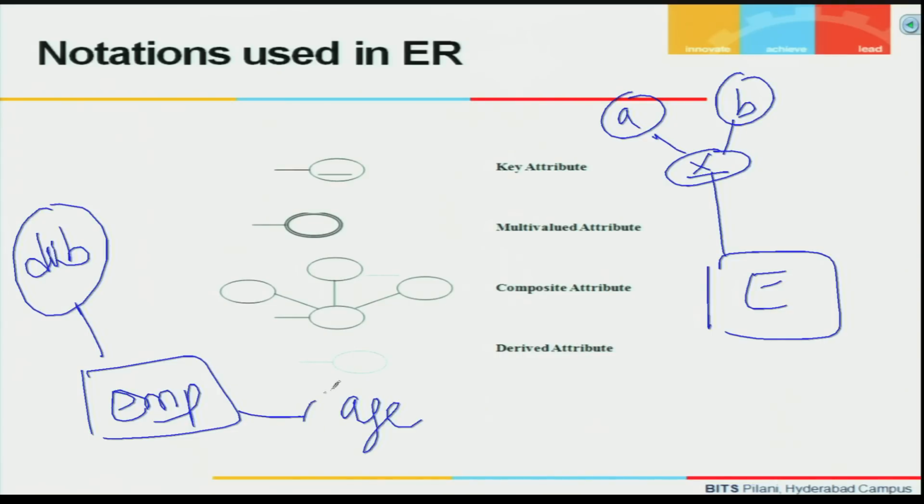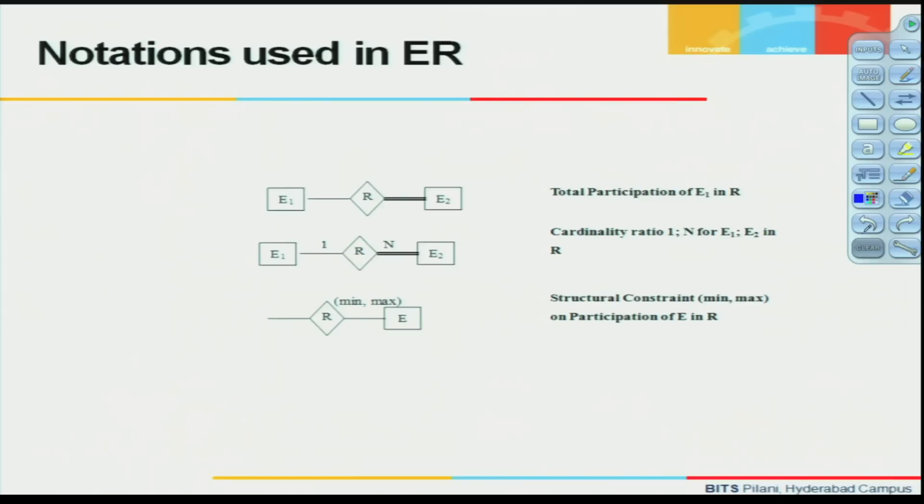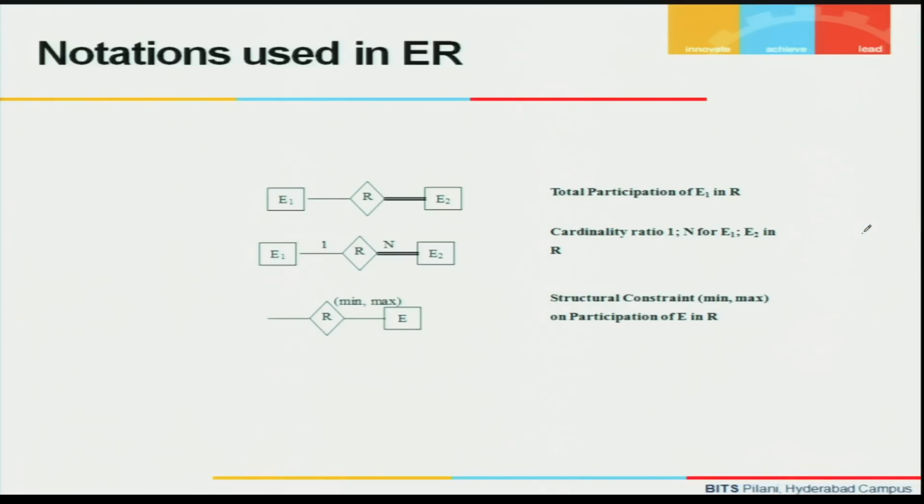And if the oval has a dashed border, it indicates that it is a derived attribute. Next, we need to talk about other notations like participation and cardinality, and structural constraints like min-max constraints. Let us have a look at this. This is how we can represent participation. If it is a double line, these are the entity types and this is a relationship.